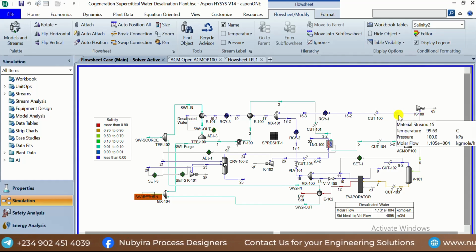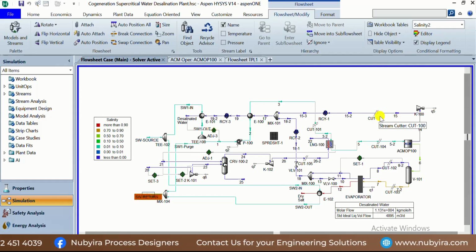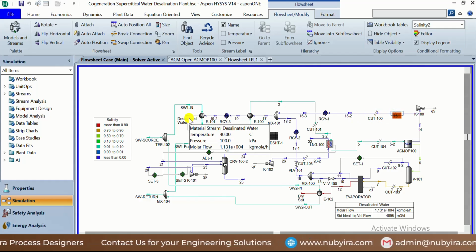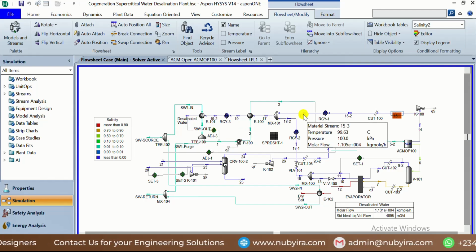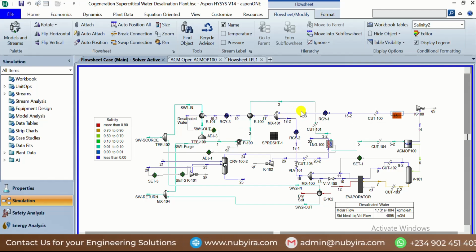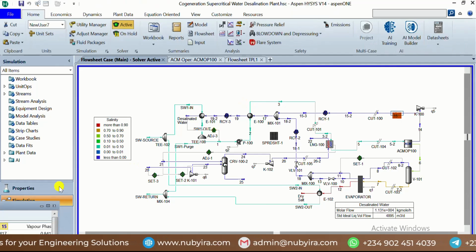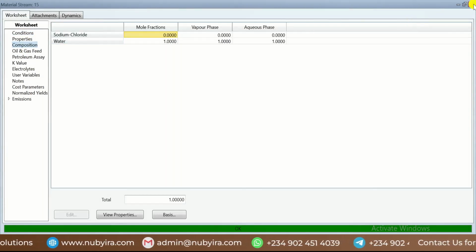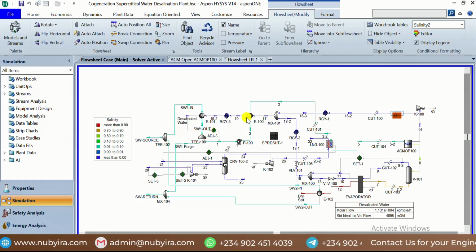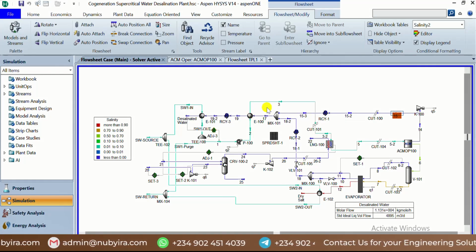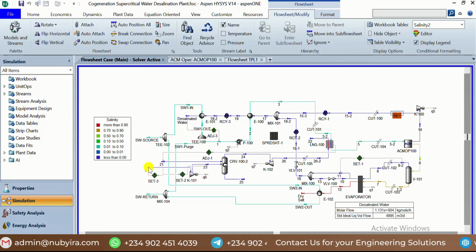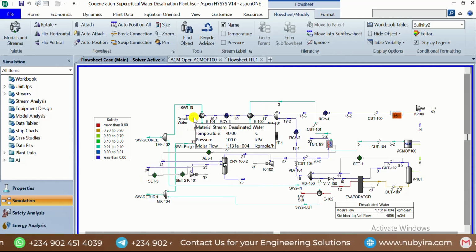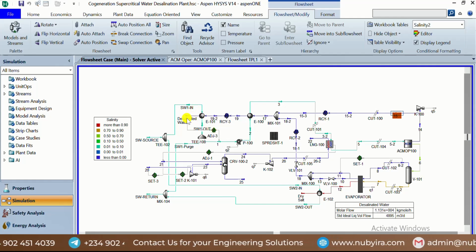Then the condensate is the water that we are purifying. It's very pure. That's the water that you have at your main desalination plant, and it's mixed with the evaporated water. So if you check the composition, it's also very pure. So then you send it to the supercritical heat exchanger to exchange the heat with the feed, so that you won't be burning a lot of fuel.